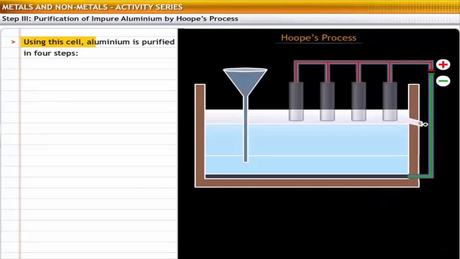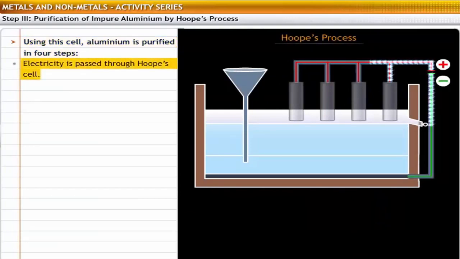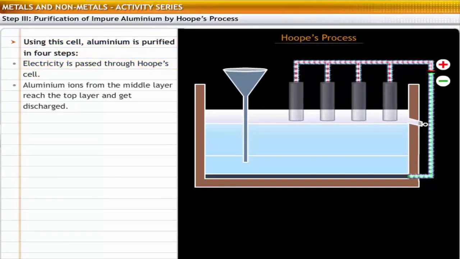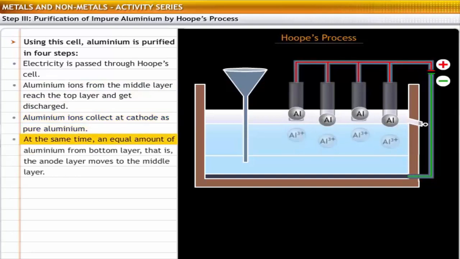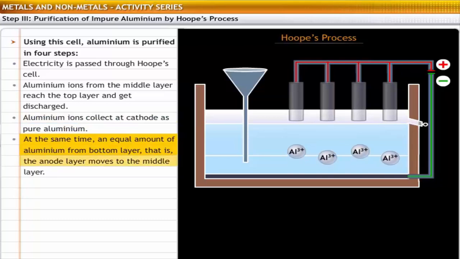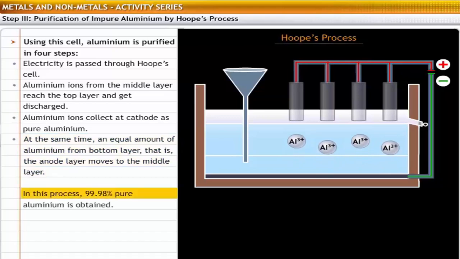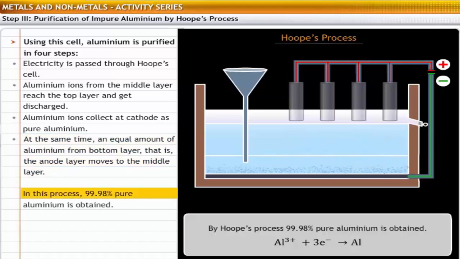Using this cell, aluminium is purified in 4 steps. Electricity is passed through Hope's cell. Aluminium ions from the middle layer reach the top layer and get discharged. Aluminium ions collect at the cathode as pure aluminium. At the same time, an equal amount of aluminium from the bottom layer, that is, the anode layer, moves to the middle layer. In this process, 99.98% pure aluminium is obtained.